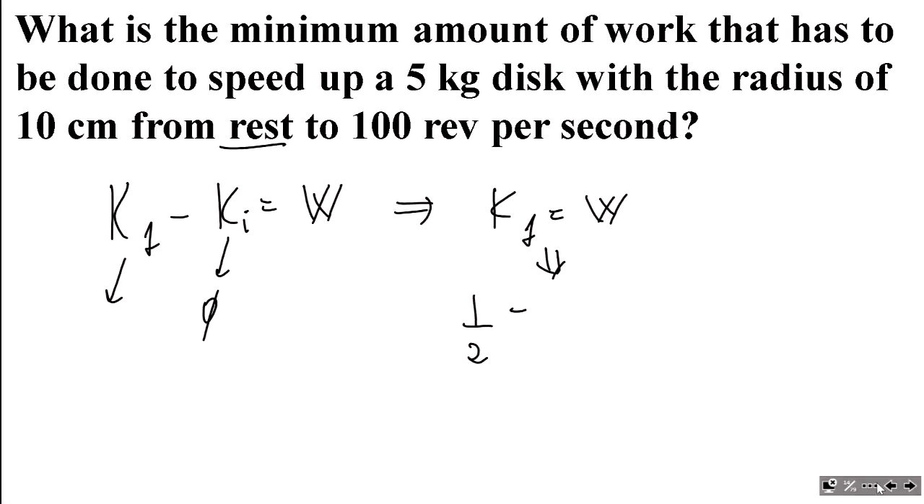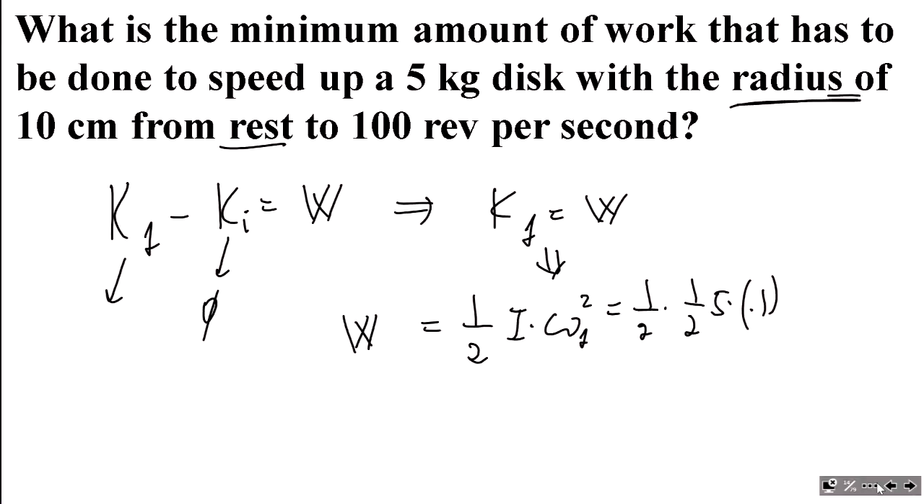which is 1/2 times rotational inertia times angular velocity squared, which is 1/2 times rotational inertia of a disk, which also equals 1/2 times mass times radius squared. That's a radius. And the only kind of tricky part is converting revolutions into radians. Well, not forgetting to convert revolutions into radians per second.